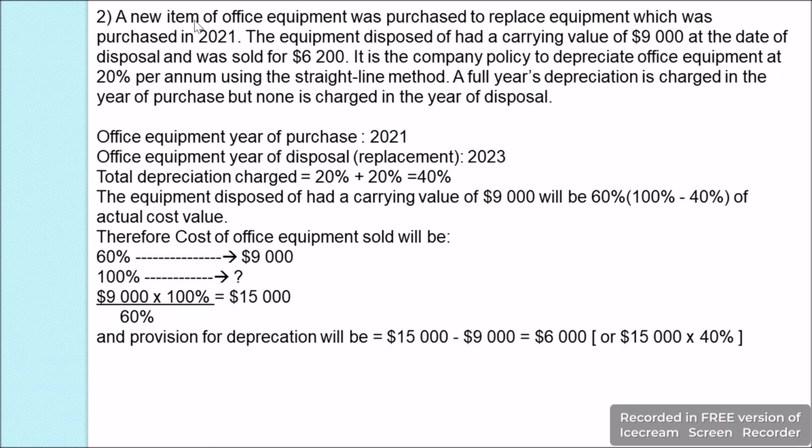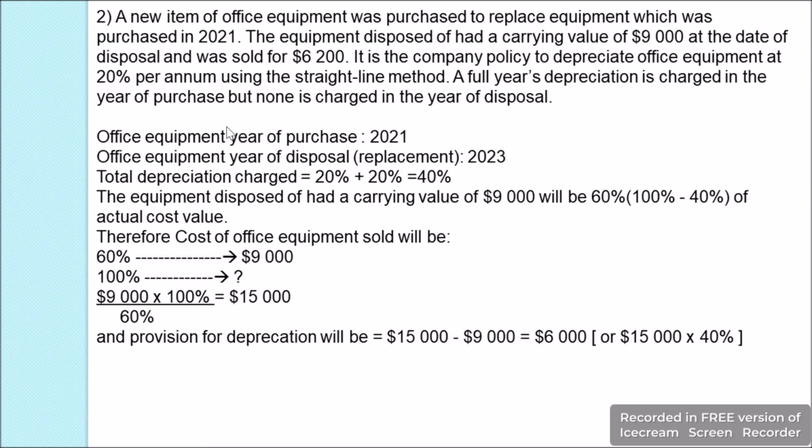Next we have a new item of office equipment was purchased to replace the equipment which was purchased in 2021. The equipment disposed of had a carrying value of $9,000 at the date of disposal and was sold for $6,200. It is the company policy to depreciate the office equipment at 20% per annum using straight line method. A year's depreciation is charged in the year of purchase, but none is charged in the year of disposal.